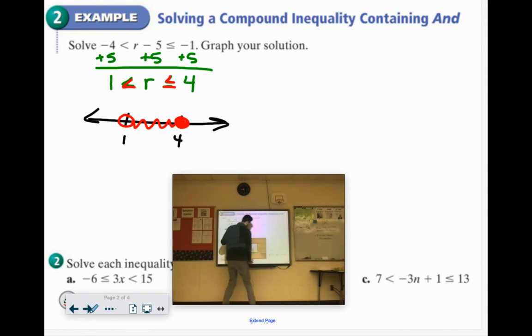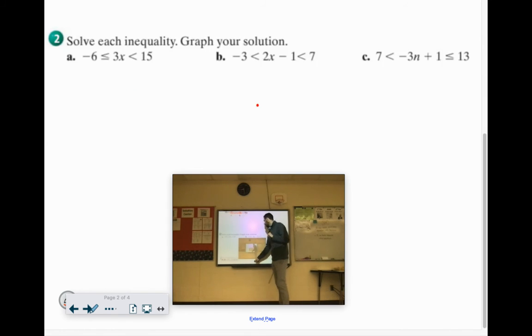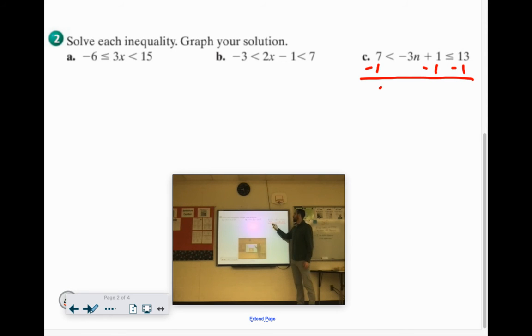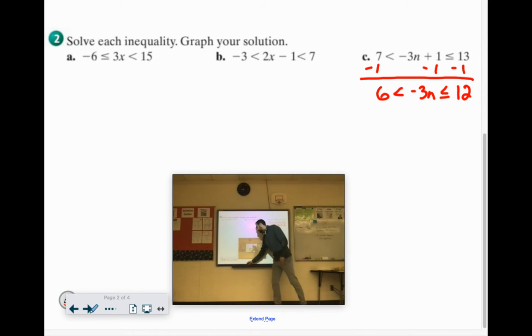Too easy. Let's try C, and then I want you to try A and B. So we have a two-stepper here, but again, ignore the left side of it. If you had negative 3n plus 1 is less than or equal to 13, first you would subtract the 1. We're just going to do that to all the parts. Negative 6 is less than negative 3n is less than or equal to 12. And then we have to divide by that negative 3. What's important to remember: if you divide by a negative, you need to flip the inequalities.